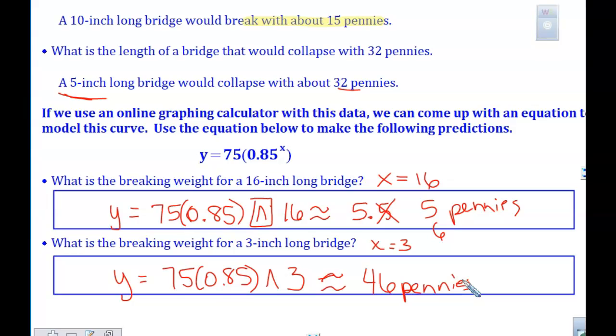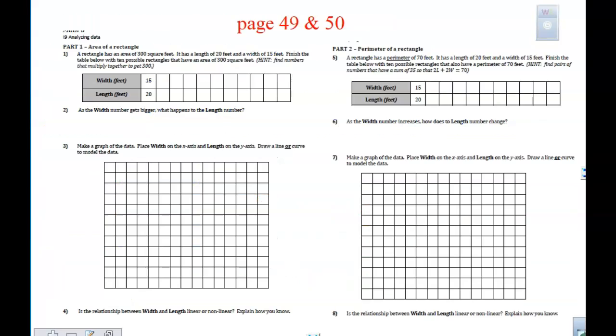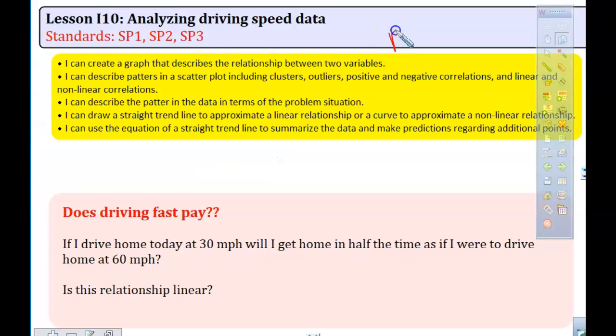So when you're doing the problems, this is the key thing: I'm going to give you an equation, and you do sometimes need to use your calculator. We're going to continue with the I10 in your notes. We will be doing pages 48, 49, and 20 as we look at this.